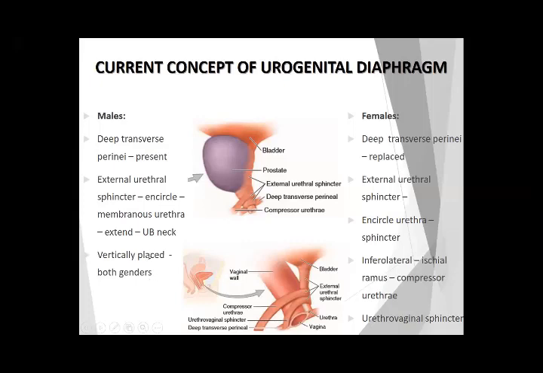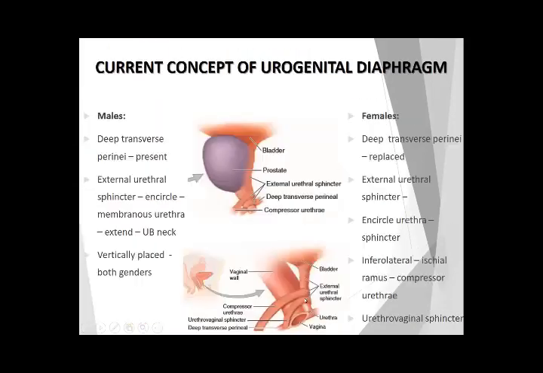In both the genders, look at this muscle, the external urethral sphincter. This is more or less vertically placed. Here also, the external urethral sphincter is more or less vertically placed. The earlier concept was that it was lying horizontally. But now, the transverse perineum is lying horizontally, but the external urethral sphincter is more vertically placed.